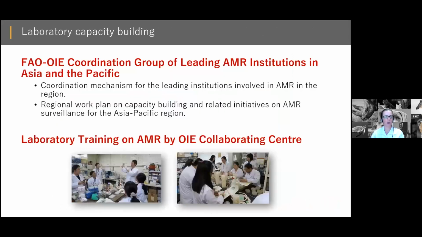The FAO OIE has a coordination group of leading AMR institutions in Asia and the Pacific, and these institutions are all involved in AMR, and they have developed a regional work plan on capacity building and related initiatives to assist other institutions across the region. Also, we provide some laboratory training, so our OIE Collaborating Centre will have visiting guests who will be able to be trained in various AMR techniques.